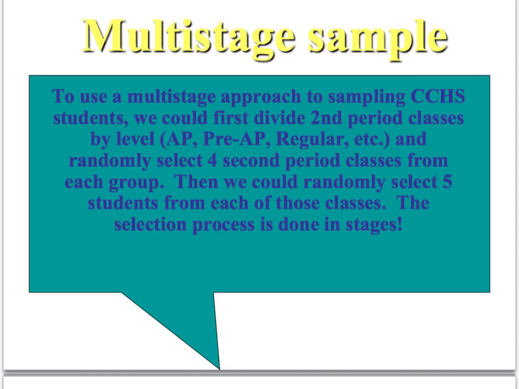To use a multi-stage approach when we're sampling students at Caney Creek, we could first divide the second period classes by level: AP, pre-AP, regular, dual credit, etc., and then randomly select 4 second period classes from each group of those. Then we could randomly select 5 students from each of those classes, and so the selection process is done in stages.